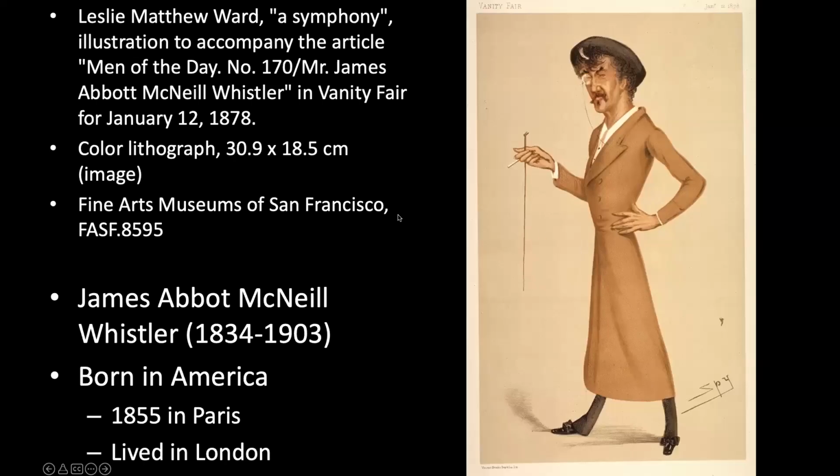So he was born in America, but he moved to, like a lot of artists we're going to look at in this class, in 1855 to Paris. And then later he lived in London, and that's when this picture was done.